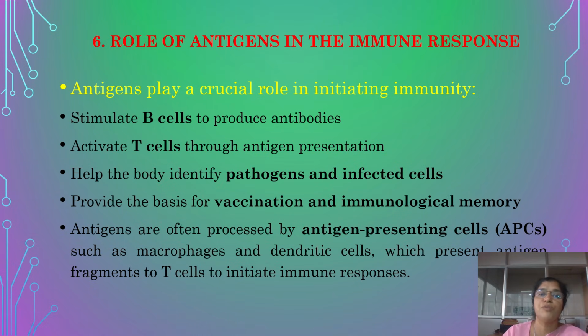Role of antigens in the immune response. Antigens play a very crucial role in initiating immunity. They stimulate B cells to produce antibodies. They also activate T cells through antigen presentation. This also helps the body to identify pathogens and infected cells. It also provides the basis for vaccination and immunological memory. Antigens are often processed by antigen-presenting cells such as macrophages and dendritic cells, which present antigen fragments to T cells to initiate the immune responses.